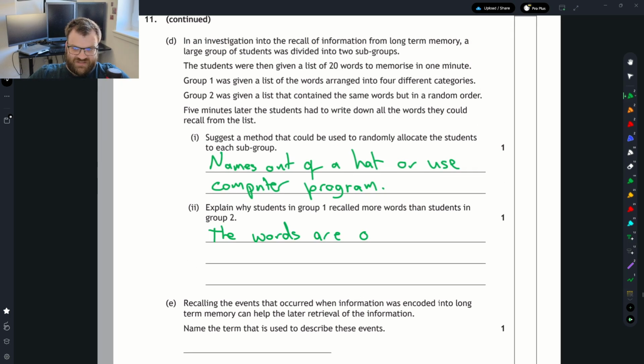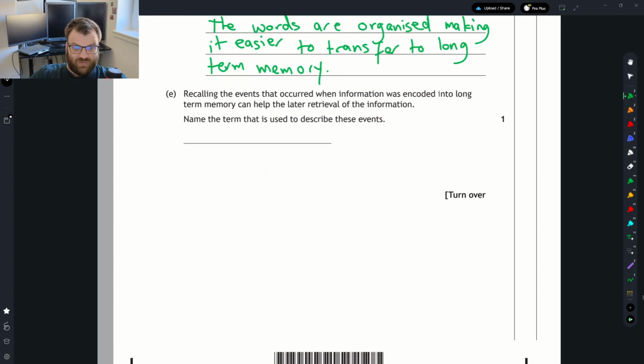Why is one group better at recalling them? The words are arranged into categories. They are organised, making it easier to transfer them into long-term memory. Recalling the events that occurred when information is coded into long-term memory can help the later retrieval of this information. This would be described as contextual clues, so it might be the smell, the placement.